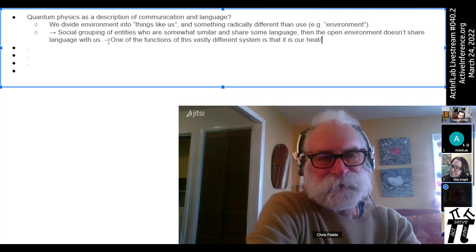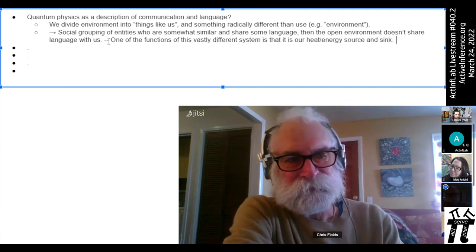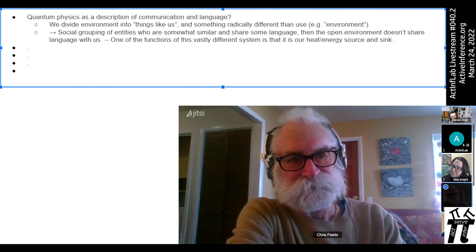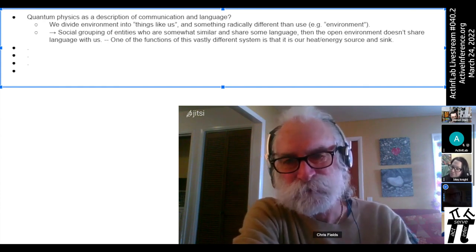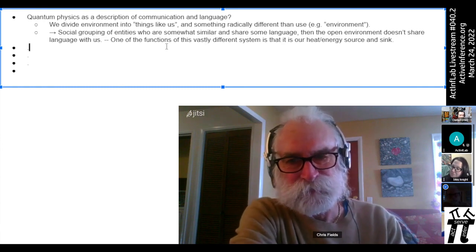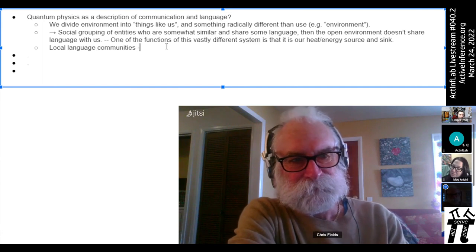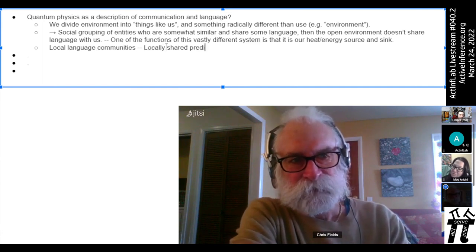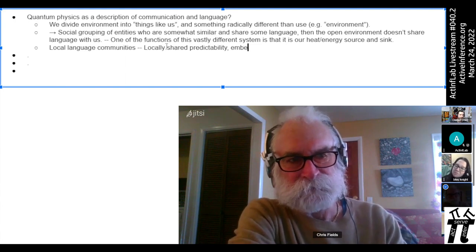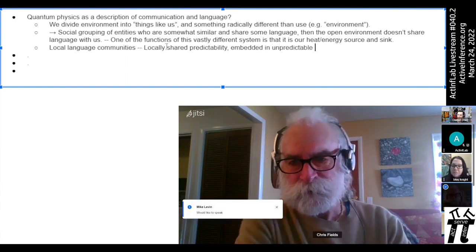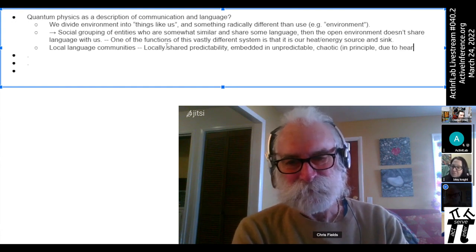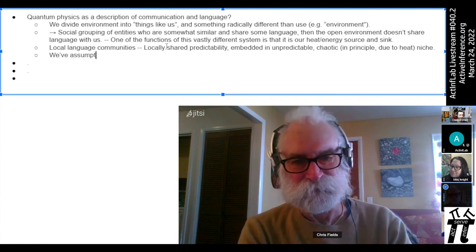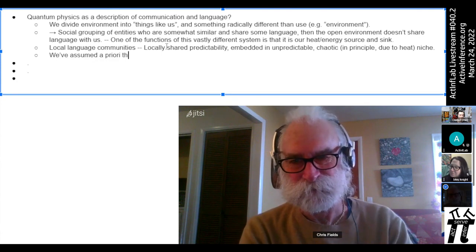So I think it's interesting to think of this situation of local synchrony, or local entanglement, or a local language community, local shared predictability, embedded in this unpredictable, and in a sense in principle chaotic environment, because it's the waste heat dump, right? We've assumed a priori that we can't understand it because it's where we're putting all of the thermodynamic entropy that we're creating.